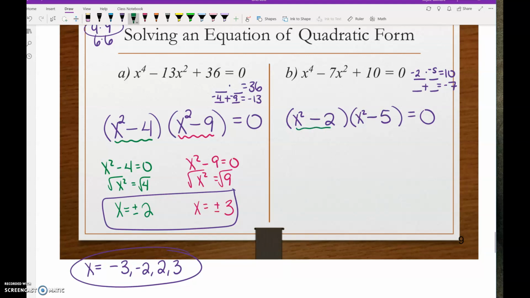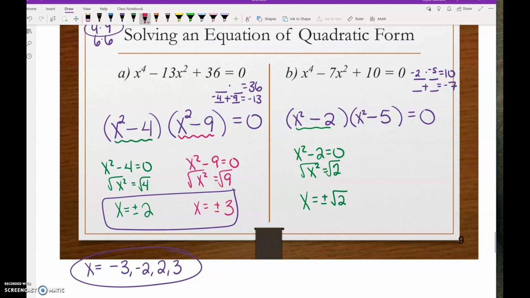So this first binomial, x squared minus 2 equals 0. Add 2 to both sides, square root. The square root of 2 is a decimal. That's not a perfect square, so we are just going to leave it as plus or minus the square root of 2. If that happened to be a larger number, like 24 or 32 or something big like that, you could break down that square root to simplify it. But 2 of our answers are positive square root of 2 and negative square root of 2.